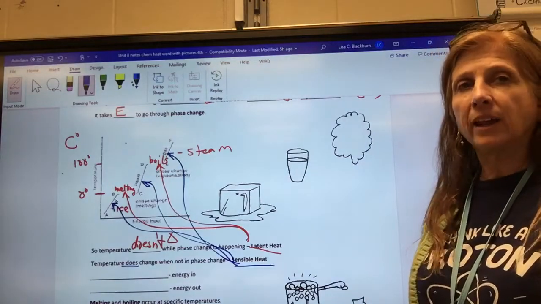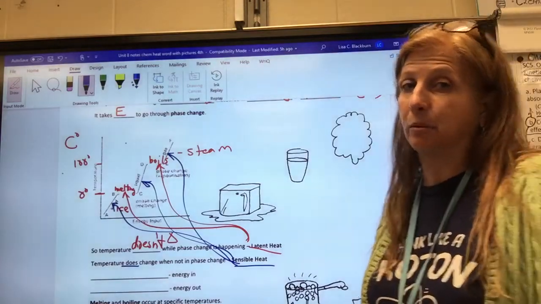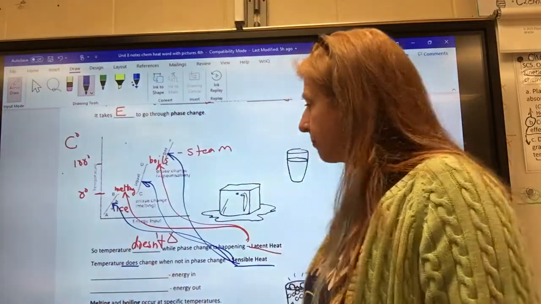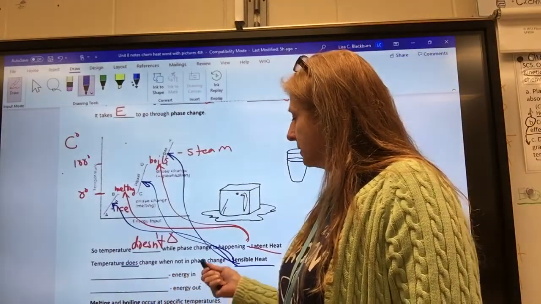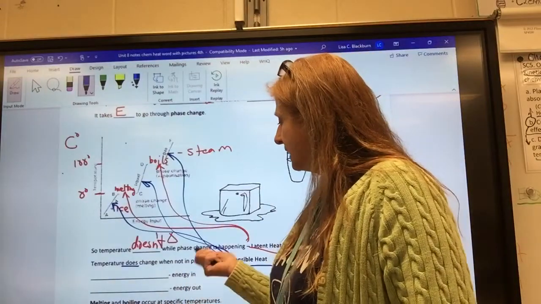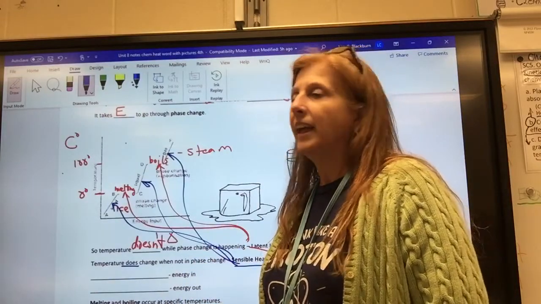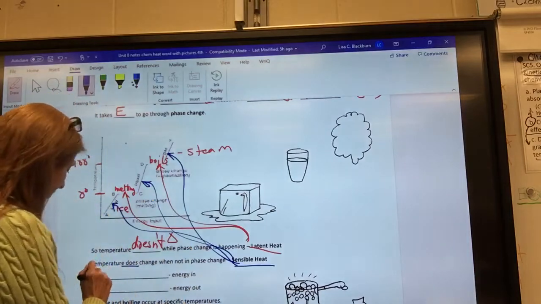That's so simple. Can you label all that? I think this whole thing's simple. I think this is much easier than what we've been doing. And you already know this. What's the word that we learned that means a reaction takes in energy? Endothermic. See? You already know stuff.